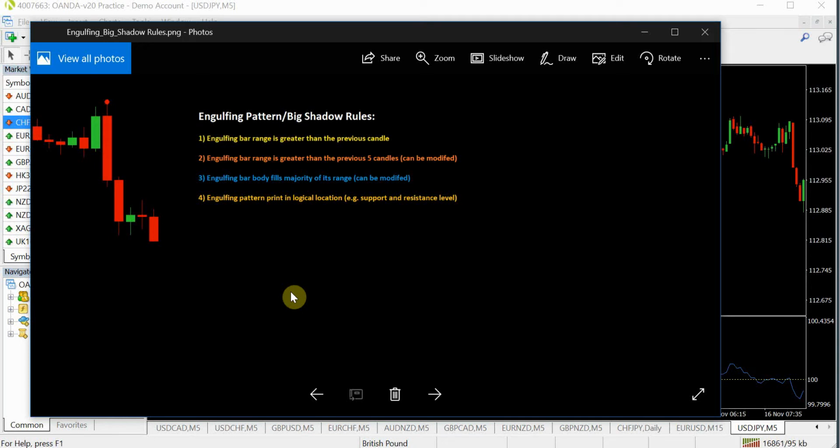And lastly, engulfing patterns that print in a logical location. I can't stress this enough; it's probably one of the most important factors. For it to be significant, it's got to print in a logical place, whether on a support and resistance line for a potential reversal or a bounce, or within a strong trend for a trend continuation. We'll look at both of those examples in this video. I hope that makes sense, and now let's get on with the charts.